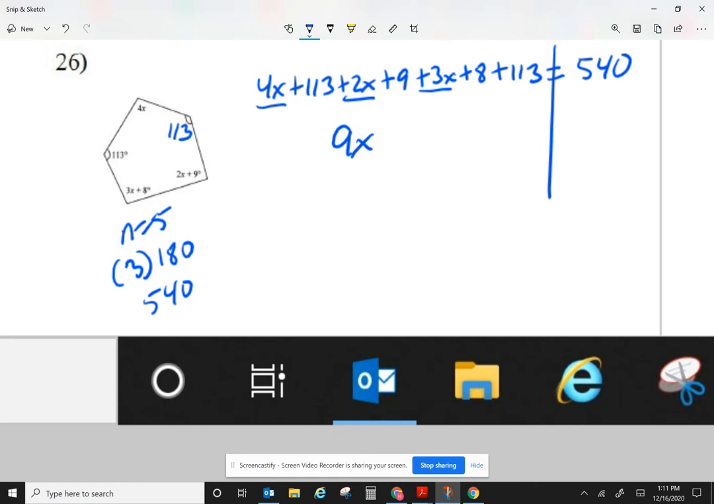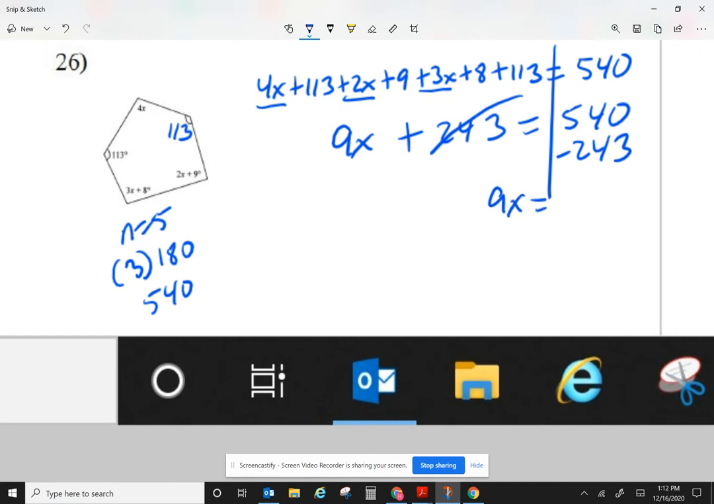Now 113 plus 9x plus 8 plus 113, that is equal to 243. And all this is 540. Now let me subtract 243. So I have 9x equals 297. Let me divide by 9. And I get that x equals 33.